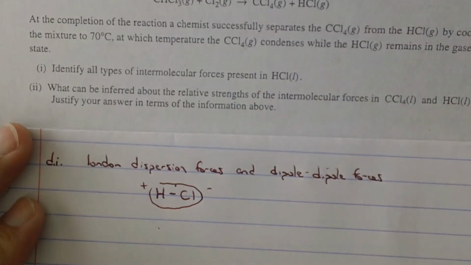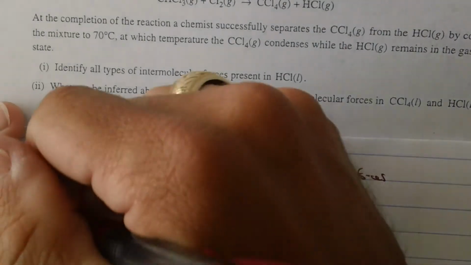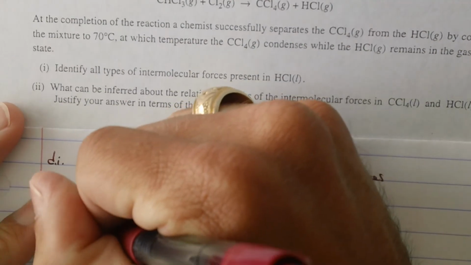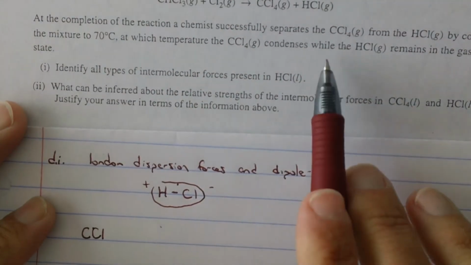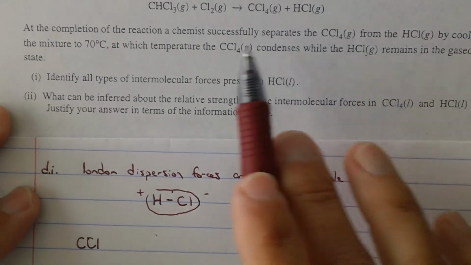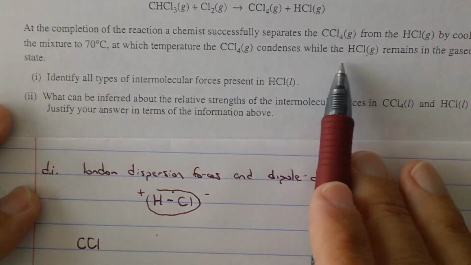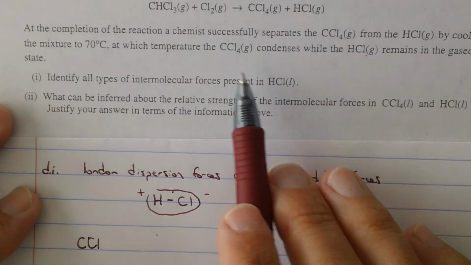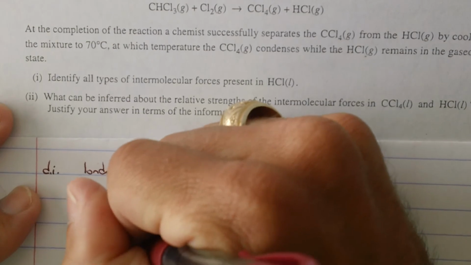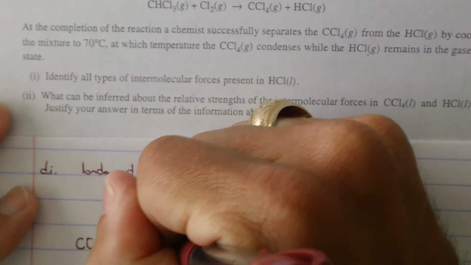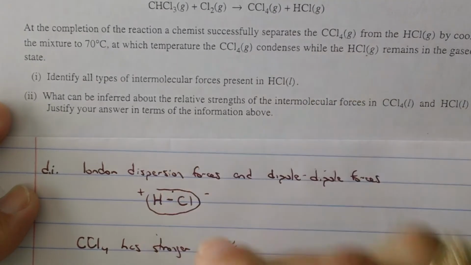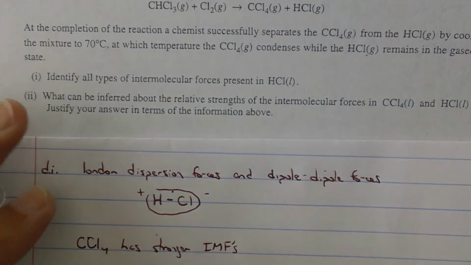So what can be inferred about strengths? CCl4, trust the data, right? They're not making up data. I had kids come back in the test and go, I put that their data was wrong because HCl is a polar molecule and CCl4 is nonpolar. No. It tells you what happens, right? They're not making up the data here. And so CCl4 has stronger IMFs, stronger intermolecular forces. That's an appropriate abbreviation, by the way.